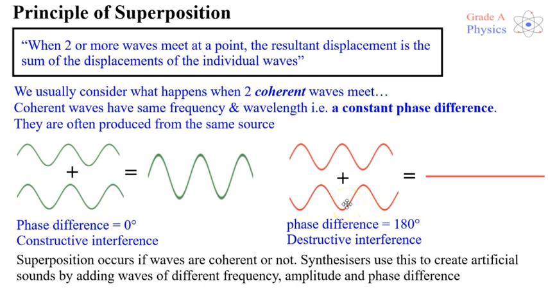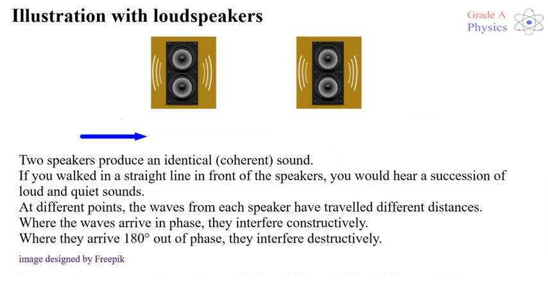These are the two extreme cases, but we do get superposition even when the waves are not coherent. This is used in synthesizers to produce complex sounds, artificial wave sounds, which the brain thinks is a trumpet or an acoustic guitar or whatever it might be. We can add multiple waves together of different frequency and amplitude and phase difference to make far more complex waves. We're going to talk about an example of the principle of superposition, which you may well have seen demonstrated in a science lesson, and it's often talked about in exam questions as well. It's quite an easy one to set up.